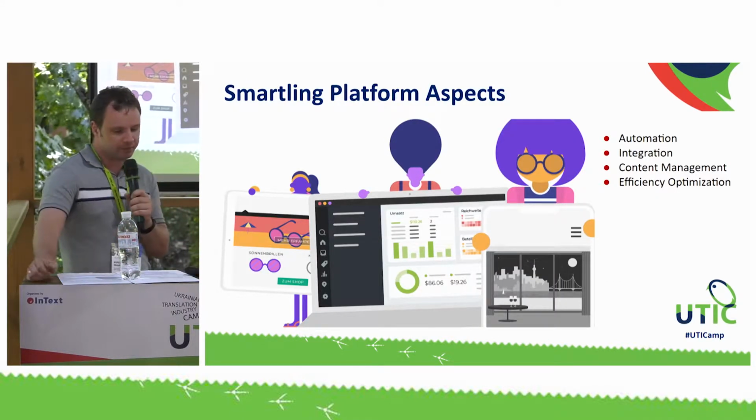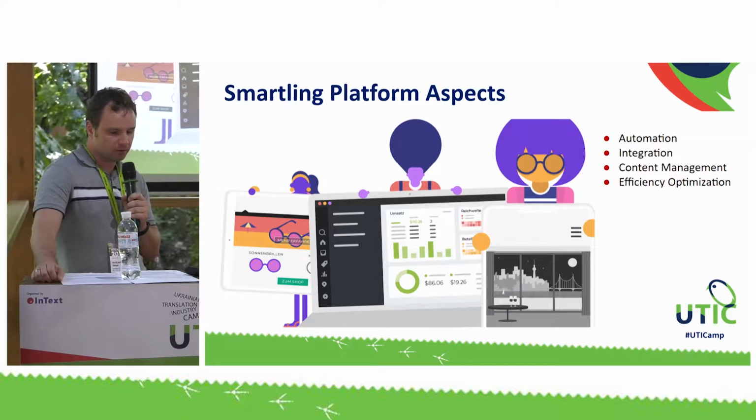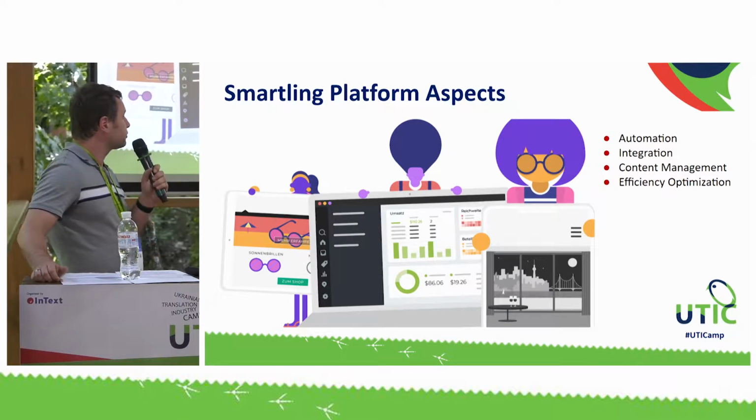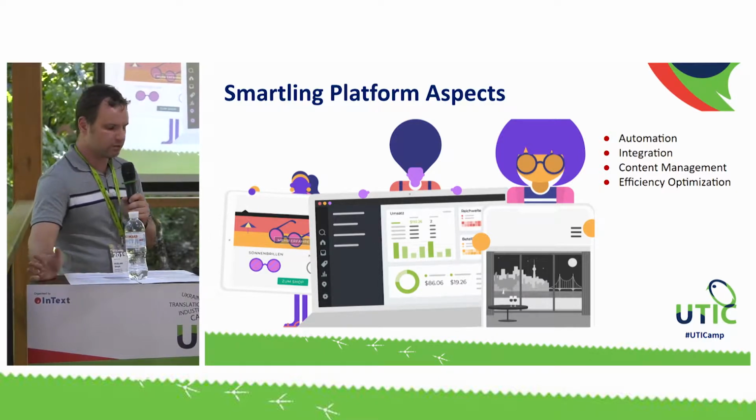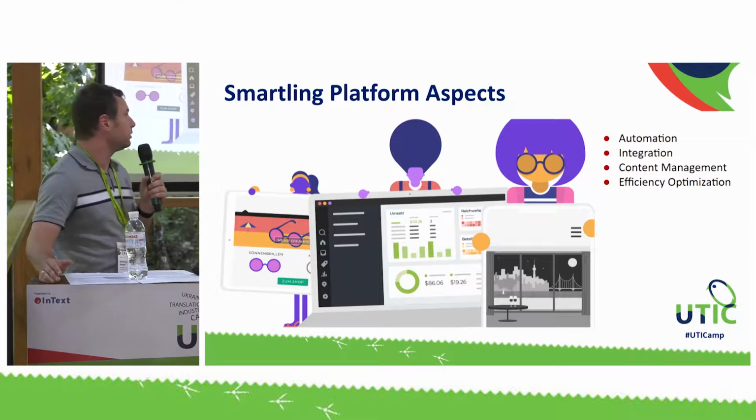Smartling platform aspects would include tools to automate the translation process, features to automate marketing practices, computer-assisted translation tools, centralized multilingual content management, and reporting to analyze translation quality.